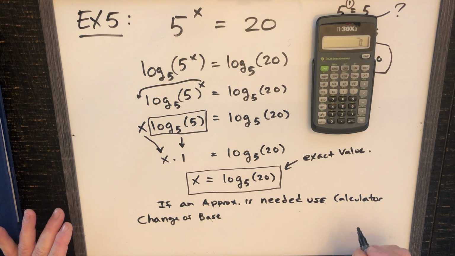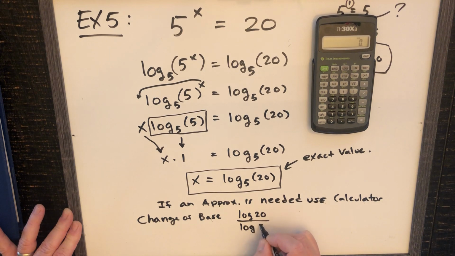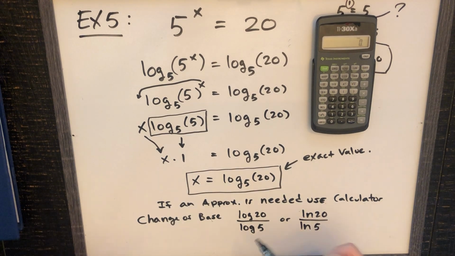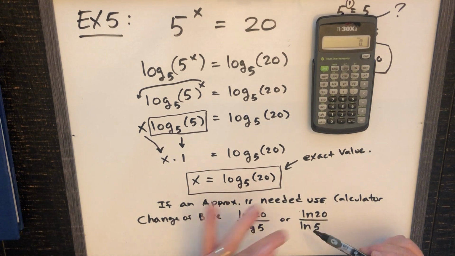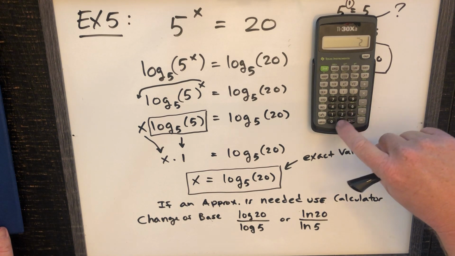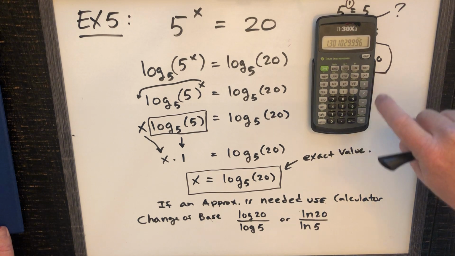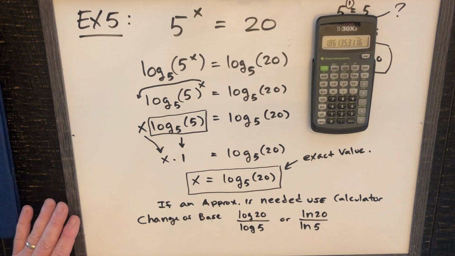What we're going to do is we're going to use a calculator. I'm just going to use the common log of 20 divided by the common log of 5. Or if you prefer, you can do the ln of 20 divided by the ln of 5. Don't mix them. So if you're going to do common log for the numerator and the denominator, if you're going to do natural log, then do that as well. Let's see. So we got 20. I'm going with the first one, common log divided by 5. Common log equals 1.86.